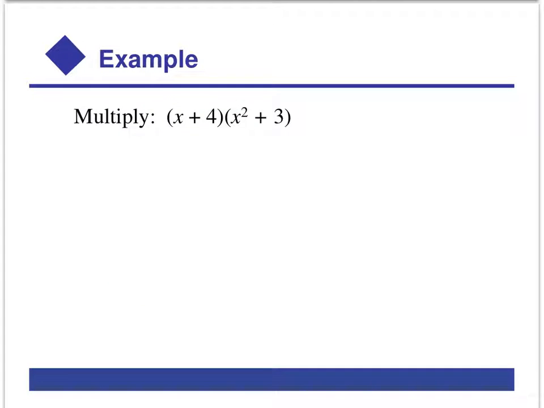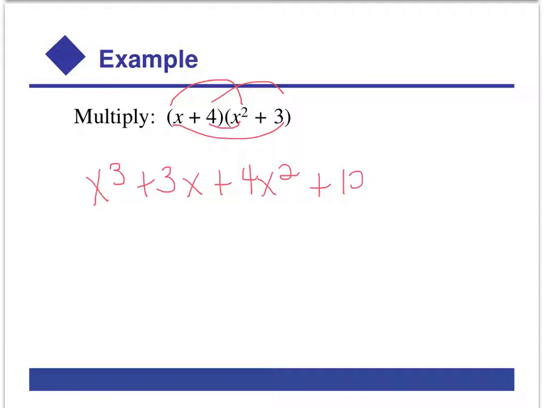So it's called first. We multiply the first ones, so x times x squared gives us x to the third. Then we're going to do outer. That gives us 3x. We're going to do inner. That gives us a positive 4x squared. And then we're going to do last, and that gives us a positive 12.